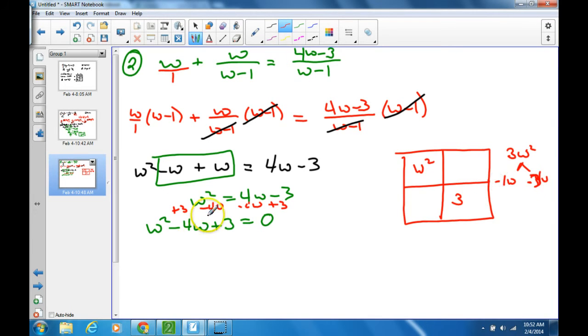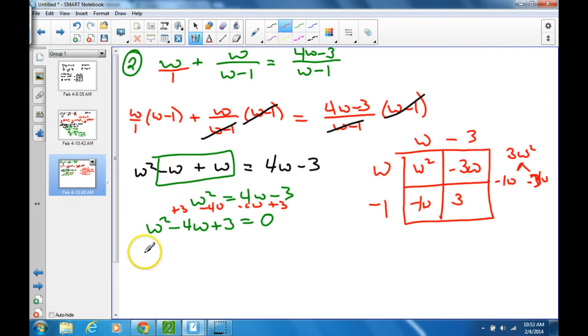They're both negative because it has to add up to be a negative 4w. So we got negative 3w here and negative 1w here. Since they're both negative here, I need to make sure they're negative on the outside too, okay? Okay, so what can I take out of the top line? A w. How about the bottom line? 1. Left side. Right side.